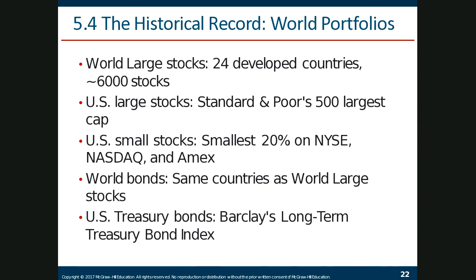So how do we define all these world large stocks, US large stocks? This is the definition for the world large stocks: we're talking about the 24 developed countries, over 6,000 stocks. The US large stocks are the S&P 500 largest cap. US small stocks usually take the smallest 20% on NYSE, NASDAQ and AMEX. The world bonds are in the same countries as the world large stocks, and US Treasury bonds are the Barclays Long-Term Treasury Bond Index.